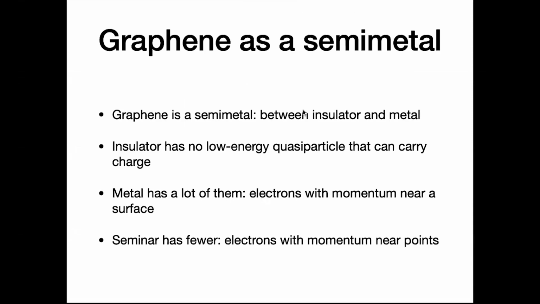Okay, so graphene is a semi-metal. So it's something that lies between an insulator and a metal. From the point of view of quantum field theory, insulators and metals are very different states. So the insulator is a state of matter that does not have any low energy quasi-particles. In order to excite an insulator, we need to spend finite energy.